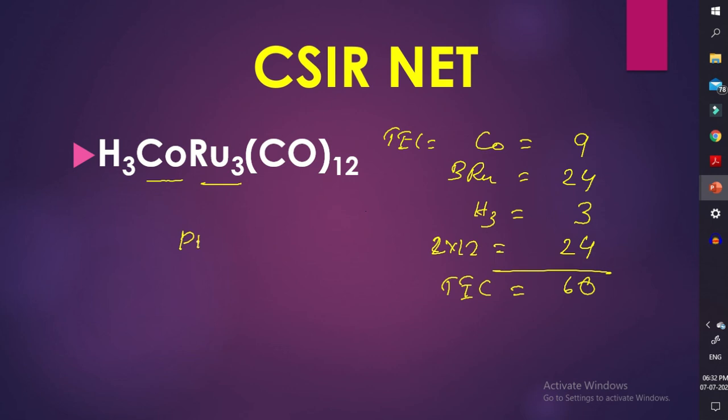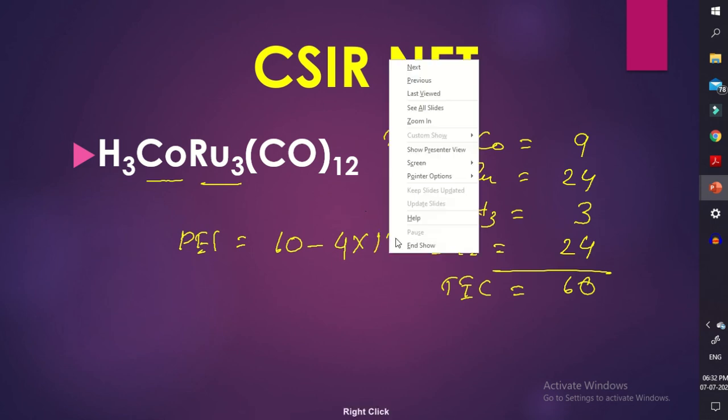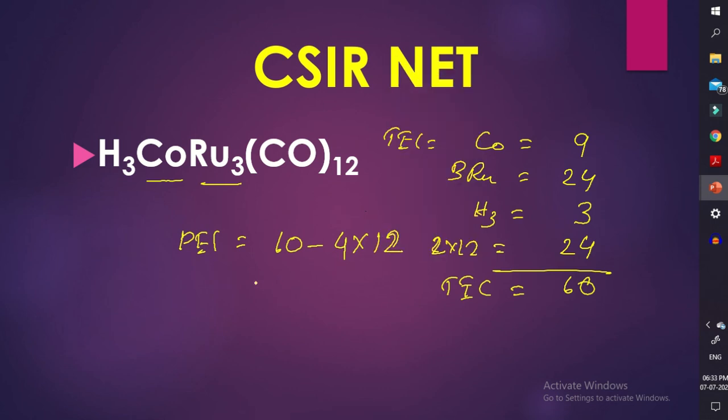So we have to now calculate the PEC. PEC is nothing but TEC, which is 60, minus n into 12. So now what is n? There is 1 cobalt and 4 ruthenium, so there are 4 transition metal ions overall. n is 4, so 4 into 12, and you get 12. Now x is nothing but PEC by 2, so 12 by 2 we get 6.